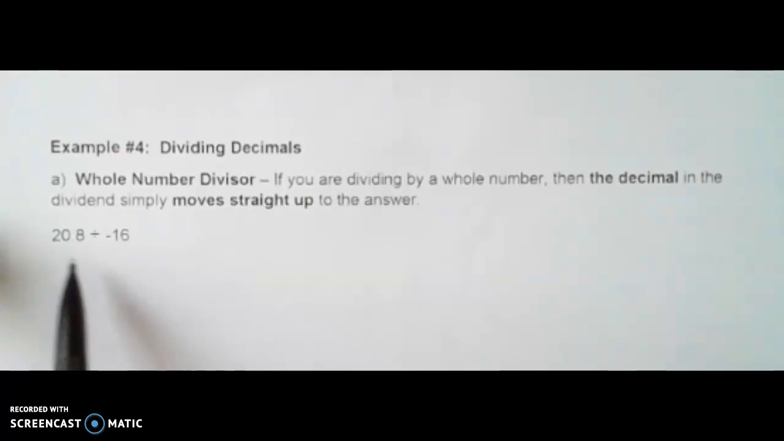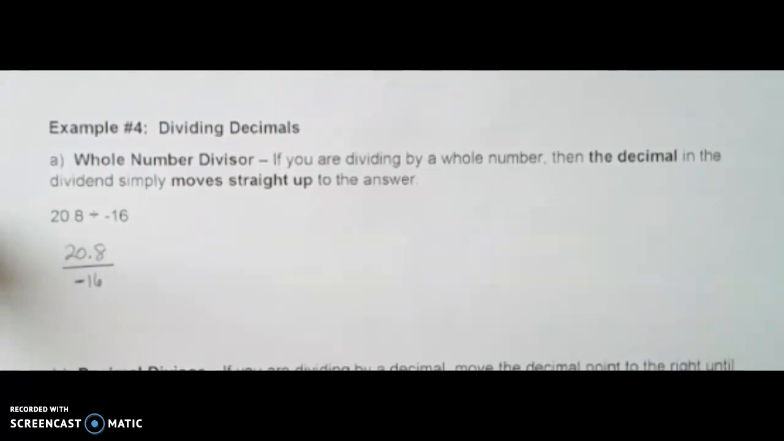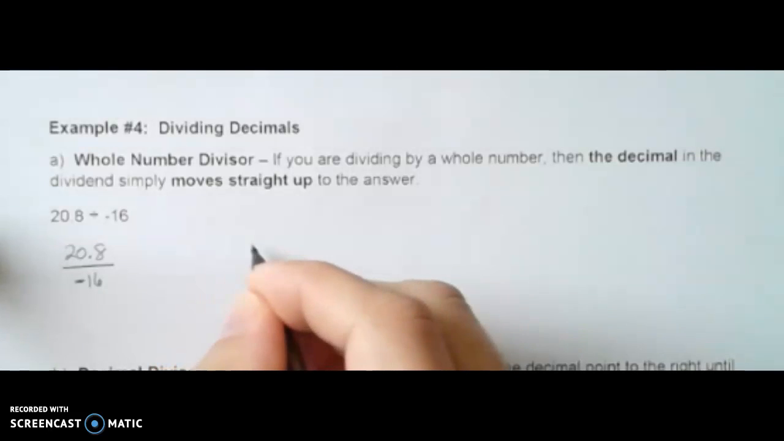Okay, remember, you can rewrite this division problem like a fraction. All right, the first number, 20 8/10, would be our numerator, and our denominator would be -16. And we want to do the division problem here. So what we're going to do, we're going to set up our long division.